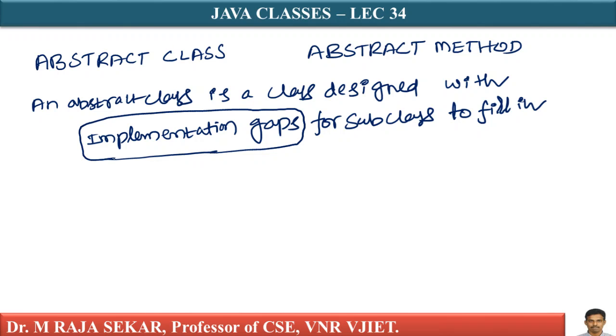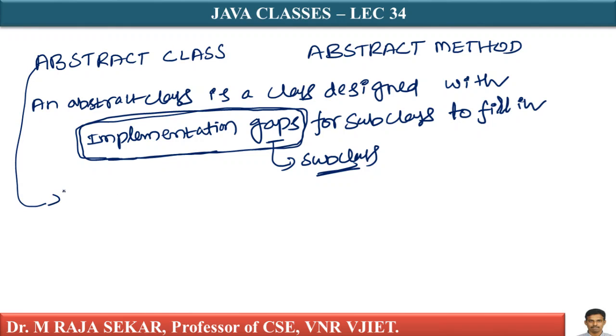This term is important. It has got implementation gaps. Who will fill these gaps? These gaps can be filled by subclass. A subclass must fill the gaps in abstract class. I can say an abstract class is an incomplete class. It is not a complete class. Why is it an incomplete class? Because it has implementation gaps.